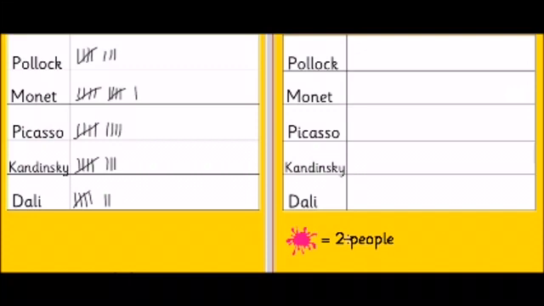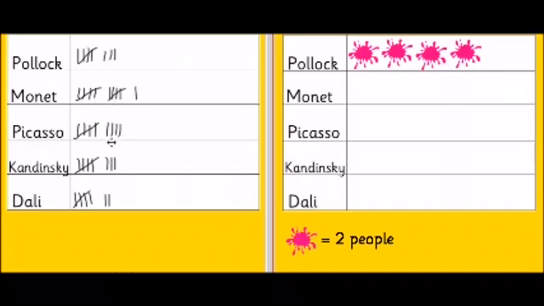Okay, so if we have a look at Pollock, we saw that 8 people, so we can use our splats and we'll have to count in 2s. So 2, 4, 6, 8. Okay, we've got to be careful. We've got 4 splats, but we know from looking at the key that each splat has a value of 2 people. It represents 2 people. So it's 2, 4, 6, 8 people said Jackson Pollock was their favourite.